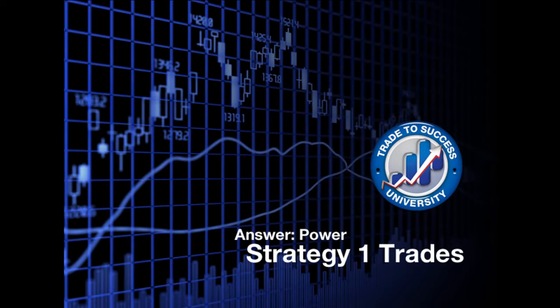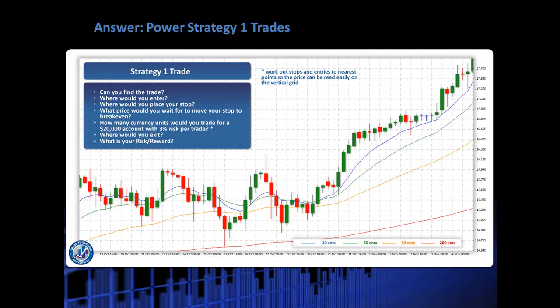Okay, so let's go through the answer to the Power Strategy 1 question on the previous page. So this is the chart in question. We know it's a Strategy 1 trade. So I'll leave it to you to determine which direction the C to D leg should be going of the ABCD formation. So pause the video and try and find the formation. Did you get it? The ABCD is as shown.